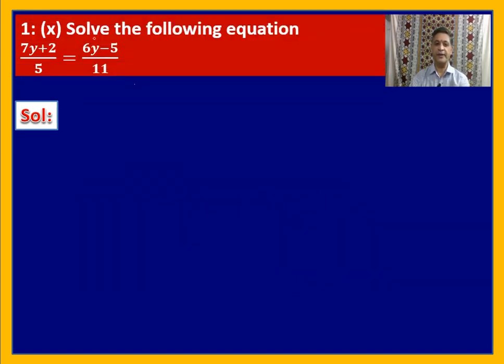Go to 10th Roman. Solve the following equation. 7y plus 2 by 5 is equal to 6y minus 5 by 11.